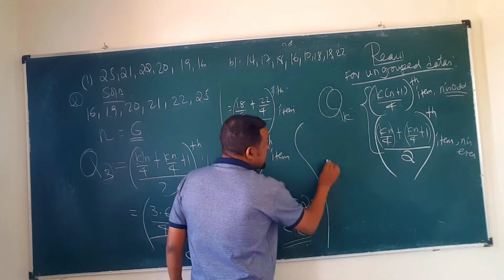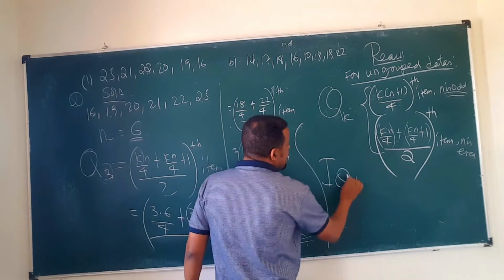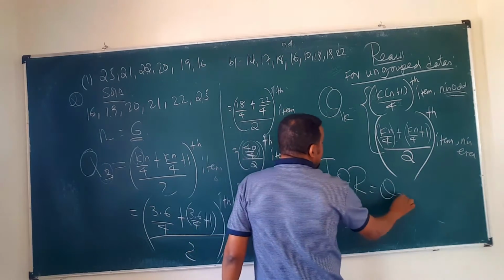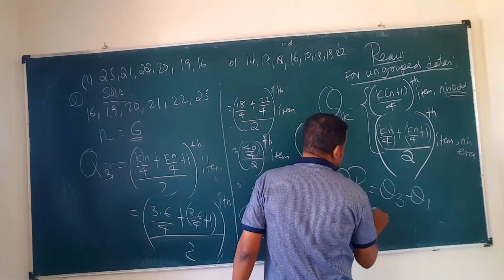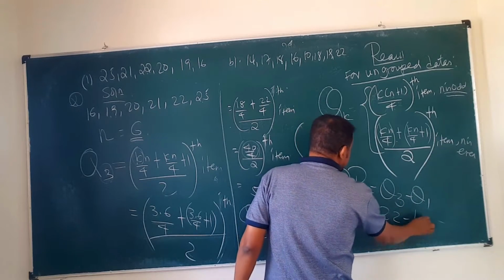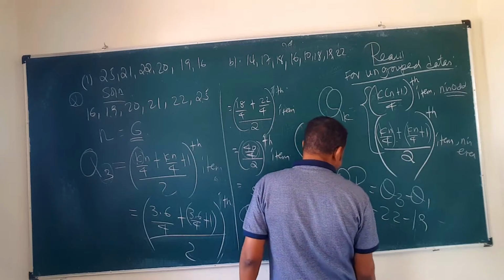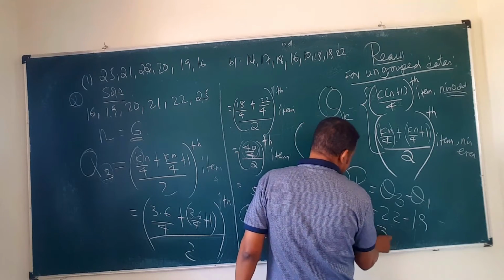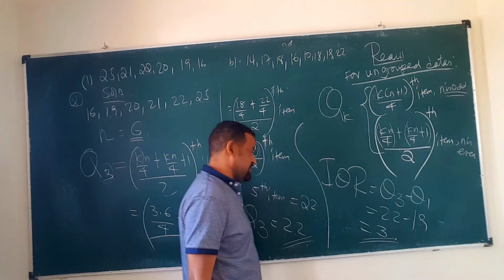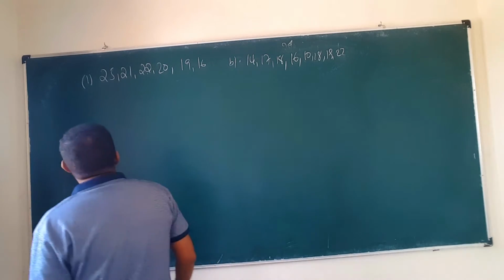So the interquartile range is given by Q3 minus Q1. So what is Q3? 22 minus 19. So which is ከ22 ላይ 19 ሲቀነስ, I think it is 3 ነው ማለት, which is 3. So let's do the second example.